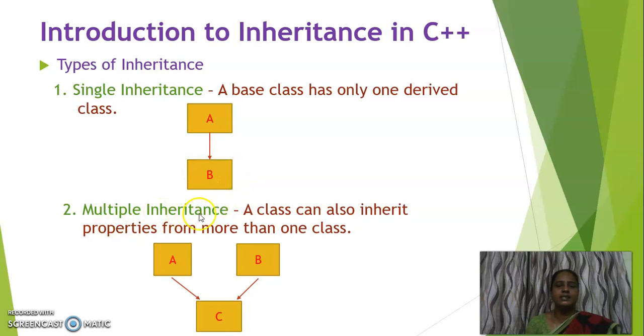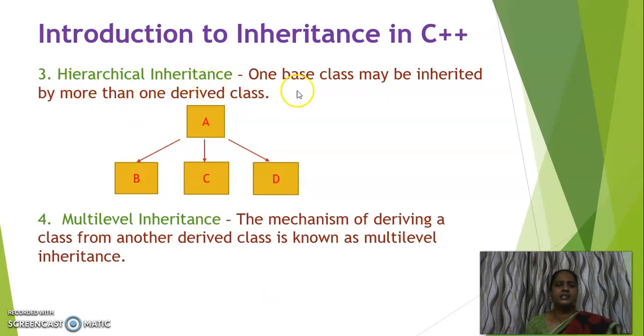Multiple inheritance: a class can also inherit properties from more than one class. See, this is the form of multiple inheritance. C is the derived class. It has two base classes, A and B. This derived class C inherits the properties from base classes A and B.